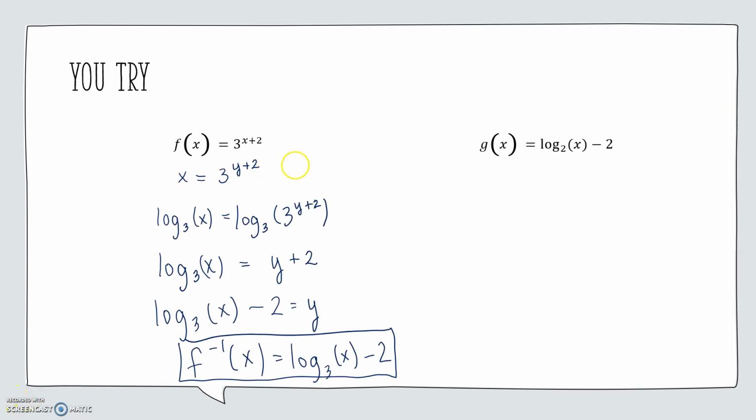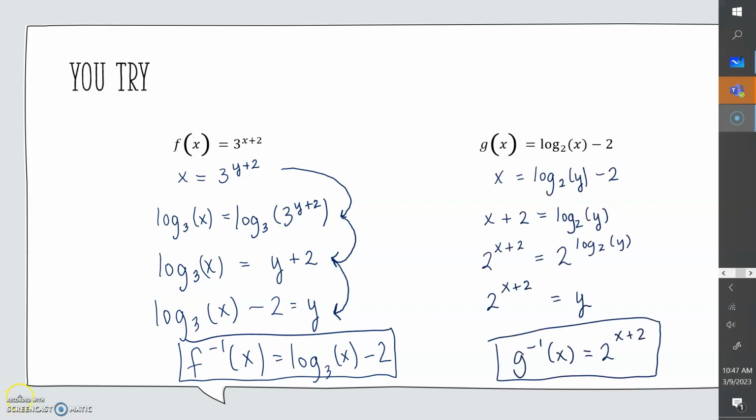For the first problem, I swapped x and y. And then after I swapped x and y, I blew up the house because there was nothing in the yard to clean up. And I blew up the house by doing the opposite of 3 to the x. The opposite of that is log base 3 of x. And then I'm left on the right with just y plus 2. So then I solve for y by subtracting 2, and that's my inverse function.